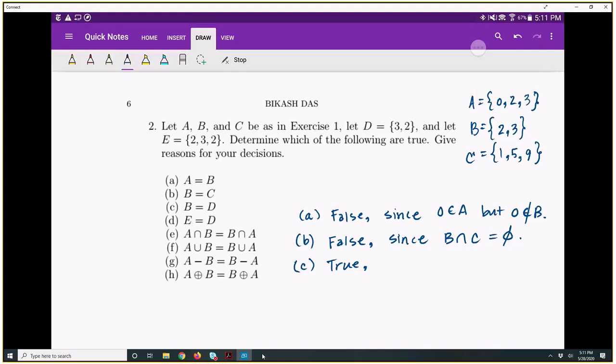And if we want to check if two things are equal, we check that B is a subset of D and D is a subset of B. Or in other words, every element in B is in D and every element in D is in B. That's true. What about E equals D? E is the set 2, 3, 2. D is the set 3, 2. Well, that's also true because we know that the set 2, 3, 2, we could just write it as 2, 3 or 3, 2. We don't need to write the 2 twice. So I'm going to say it's true that E is equal to D because E is a subset of D and D is a subset of E.